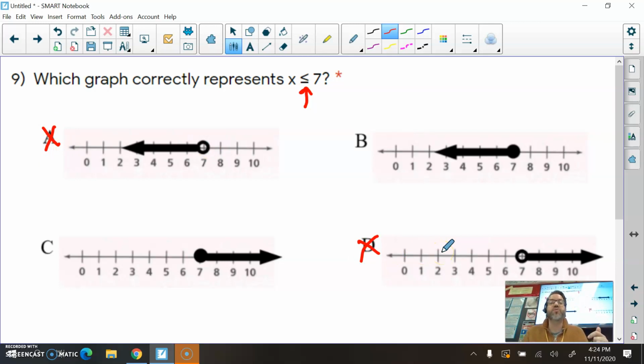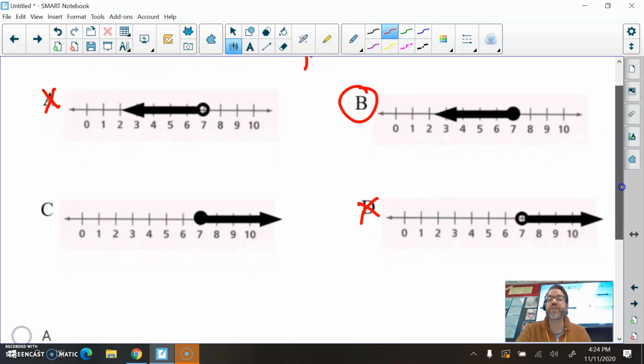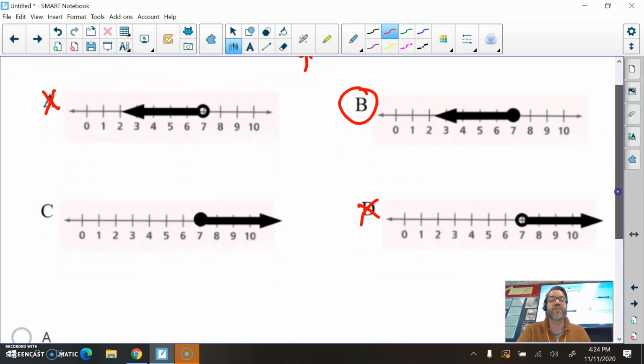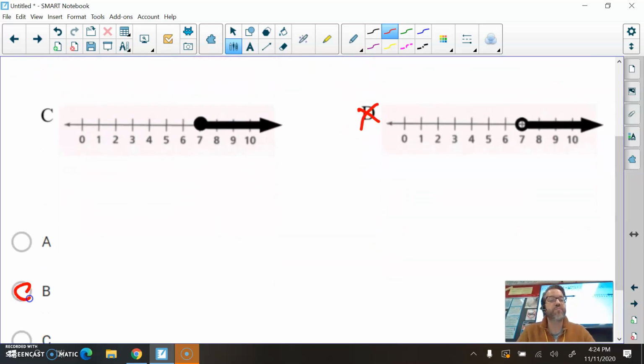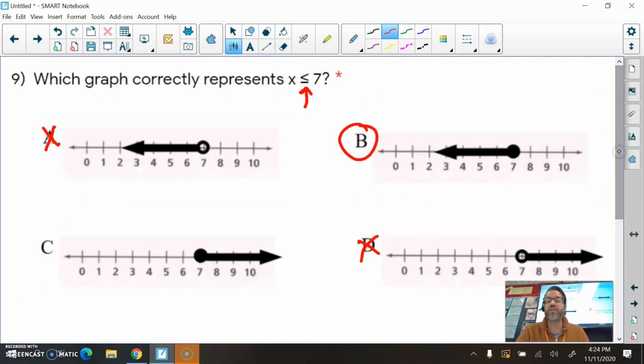So which one is showing the values that are less than 7? B, the arrow is going to the left, which is where all the values that are less than 7 exist on the number line. It can't be C because those are values that are greater than 7. So it's B. We have the closed circle and arrow to the left for x is less than or equal to 7. B is our answer choice. Boy, we're moving right along here, aren't we?